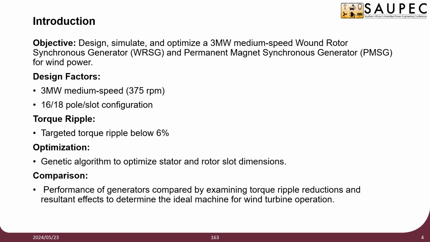Typically, 2.75 to 3.5 megawatt generators are used for wind power conversion, as the high capacity means fewer turbines are required for generation, easier transportation and building. So for this study, a 3 megawatt design was selected. A medium speed of 375 RPM was also chosen for the study.